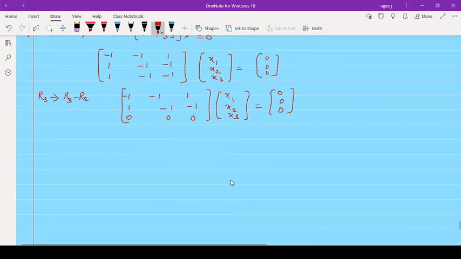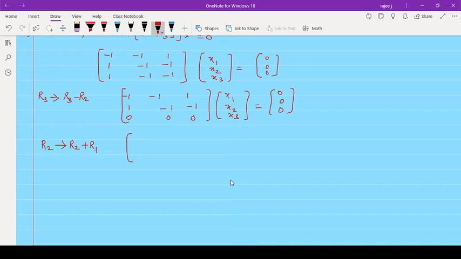Then again we'll try to make a 0. So here R2 changes to R2 plus R3. This transformation you can do in any way. I have done R2 changes to R2 plus R3, you can do something different. The only thing is that it should be between the rows only. Okay, so R2 plus R3, and moreover you can simplify. Sorry, not R2 plus R3, R2 plus R1.